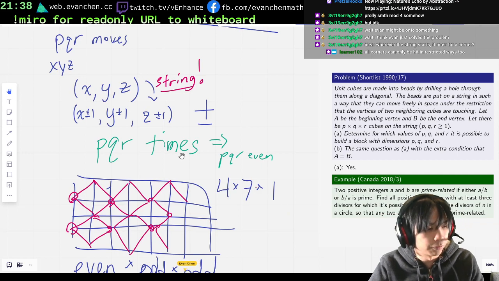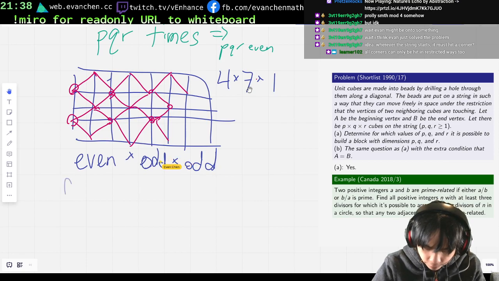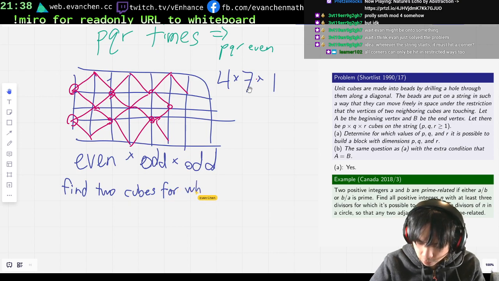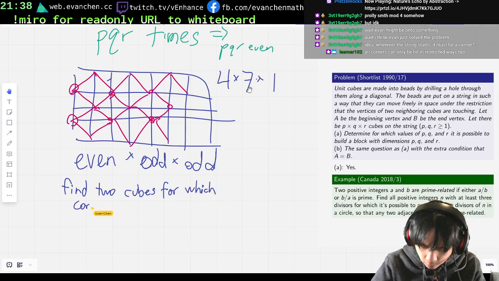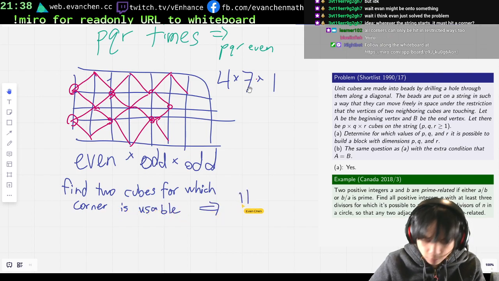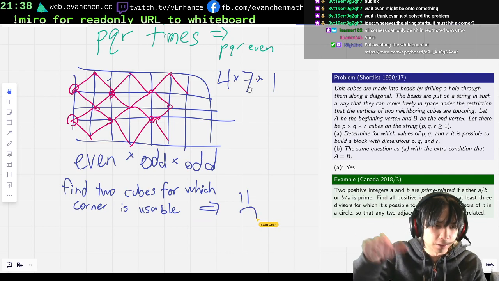For the even by odd case, you can find two cubes for which only one corner is usable. And that's bad. Because then the string is kind of like stuck.